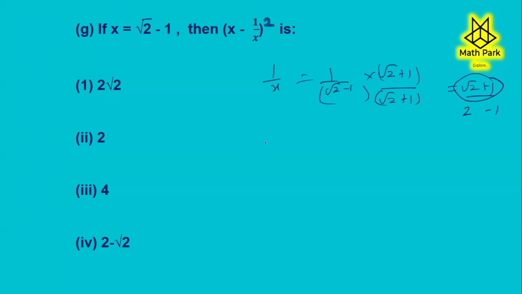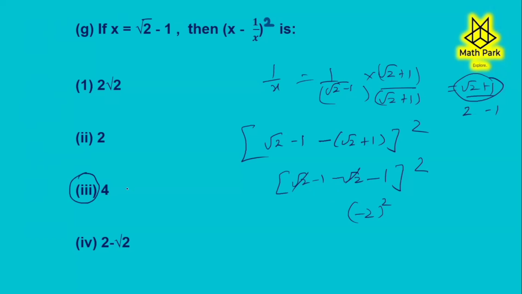Now you have x minus 1 upon x, so root 2 minus 1 minus root 2 plus 1, and the square of this. So we have root 2 minus 1 minus root 2, minus of plus is minus 1, the square. Root 2 minus root 2 got cancelled. It is minus 2 the whole square, which is 4 is the correct option.